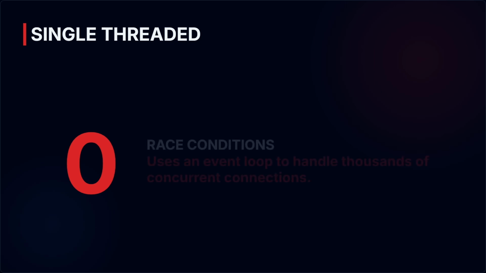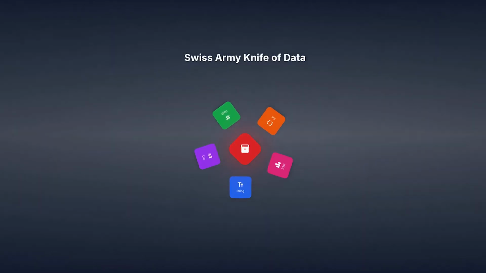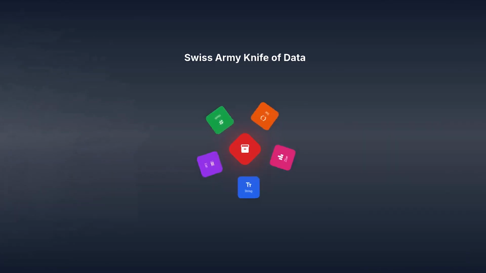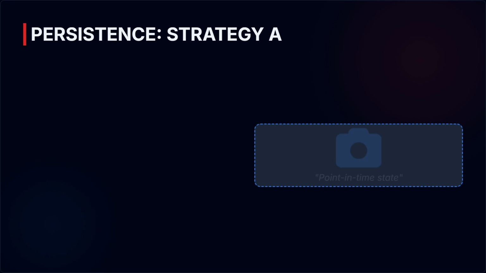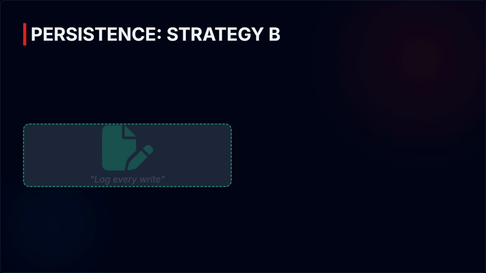Under the hood, Redis is a single-threaded key-value store, which sounds terrible until you realize that being single-threaded eliminates all the nightmares of race conditions and locks. It uses an event loop to handle thousands of concurrent connections without breaking a sweat. It supports strings, lists, sets, hashes, sorted sets, and even geospatial indexes, all operating in microseconds because there's no disk I/O. For persistence, you get RDB snapshots that save at intervals or AOF that logs every write.